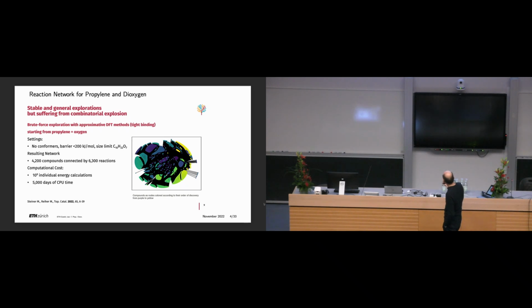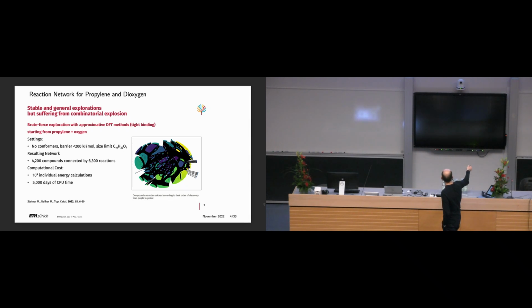We restricted the barrier heights to be less than 200 kilojoules per mole, and the size of the compound that is generated in the reaction to this formula. The resulting network comprised 4,200 compounds. These are compounds, not the structures, not the conformers, right? And they are connected by 6,300 reactions. These are the reactions, not the elementary steps, which are more. The computational cost was 1 billion individual energy calculations for the exploration to figure out what the system is really doing. And it took 5,000 days of CPU time.